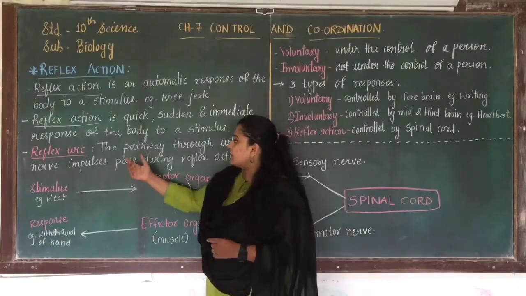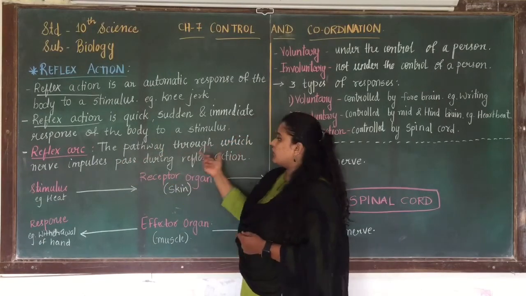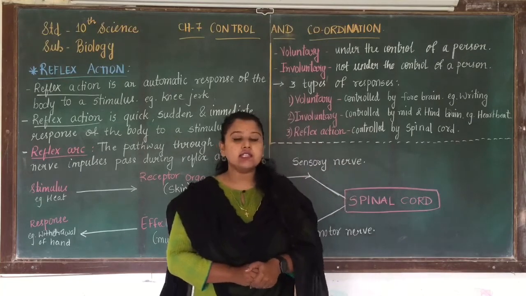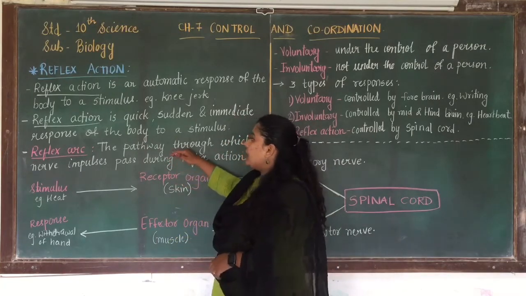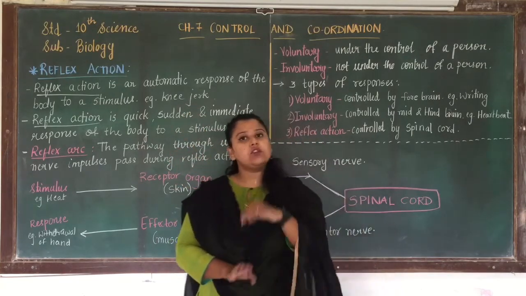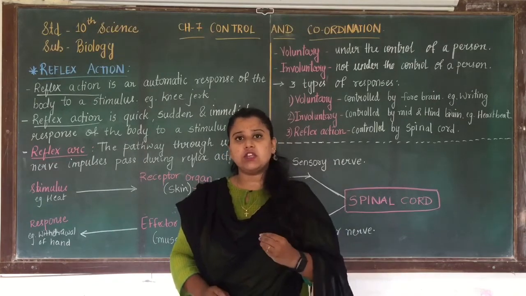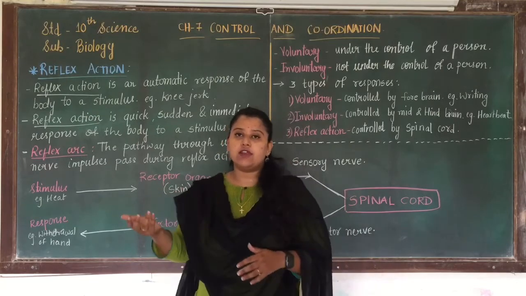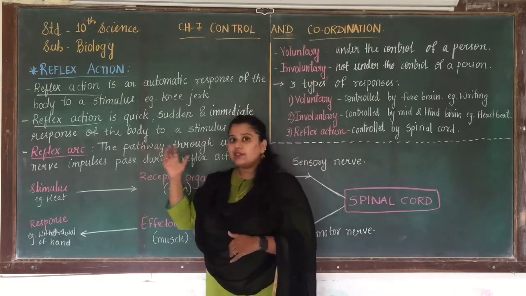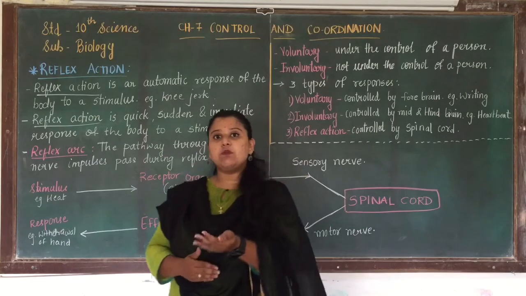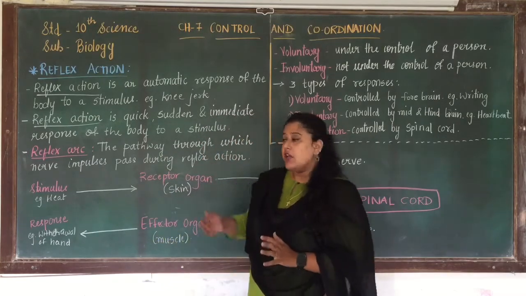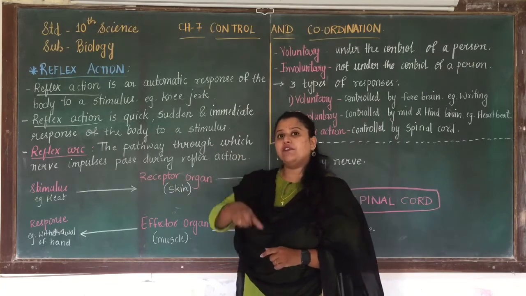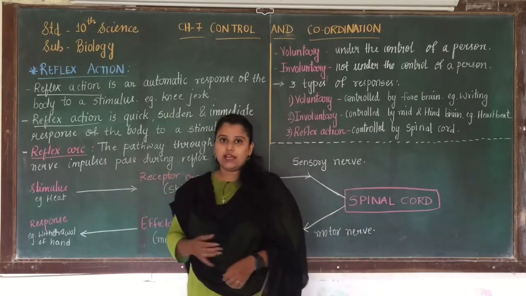Now reflex arc: the pathway through which nerve impulses pass during reflex action is called the reflex arc. Now you know what exactly reflex action is. It is an automatic response which is carried out by your body in response to a particular stimulus. So a pathway is created for giving the response to that particular stimulus when we are talking about reflex action. That pathway of reflex action is known as the reflex arc.